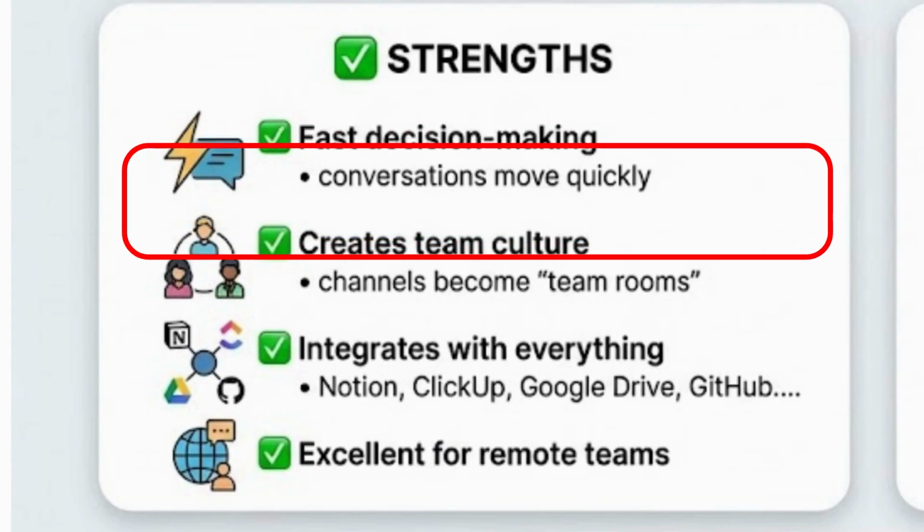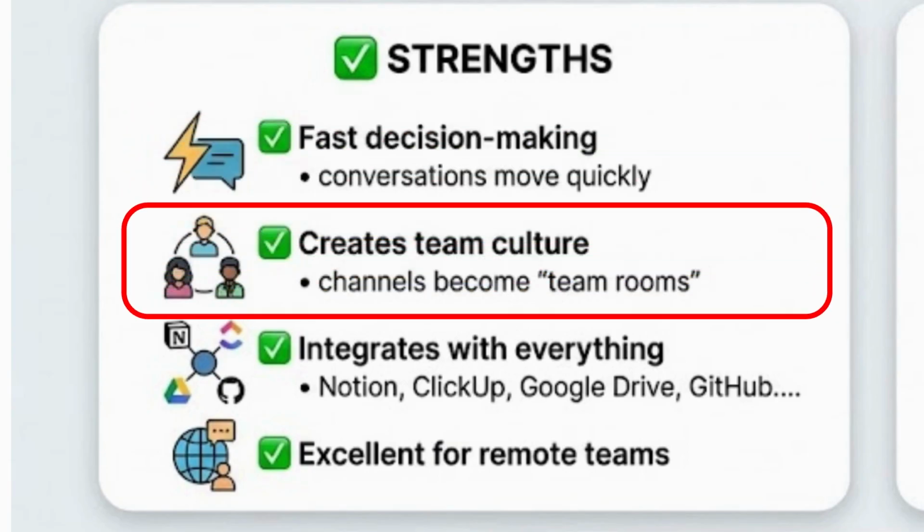Second strength is Slack builds team culture. This is underrated. In Slack, channels start feeling like actual team rooms. Like you can have channels for team updates, casual talks, learning, even mental health support. It brings people together, especially for remote teams. Because let's be real, remote work can become lonely, and Slack helps recreate that office vibe online.